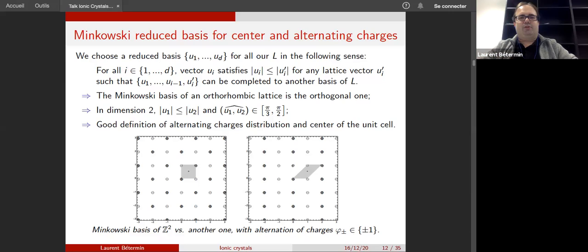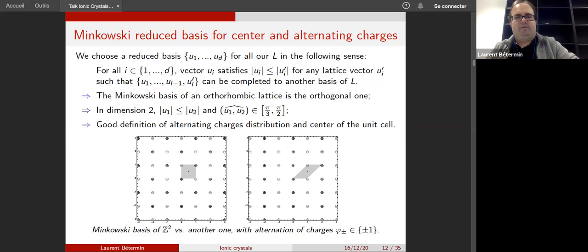So basically, you choose a basis on L such that when you take one vector ui of this basis, it's the smallest possible among all the other vectors such that you can complete the basis to get another basis of the same lattice. Okay. So in dimension 2, it's easy to state. So for example, in any dimension, the Minkowski basis of an orthorhombic lattice will be the orthogonal one, the usual one, right? So there's nothing to understand here. In dimension 2, if you do that, you will have that U1 is less than U2 in norm, and the angle between U1 and U2 is between pi over 3 and pi over 2. Okay, the usual thing.